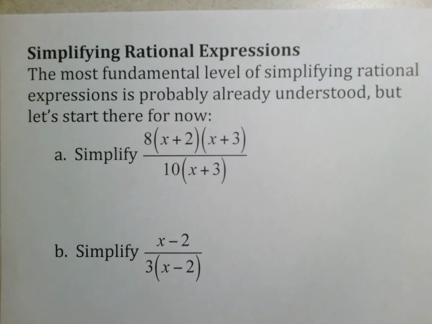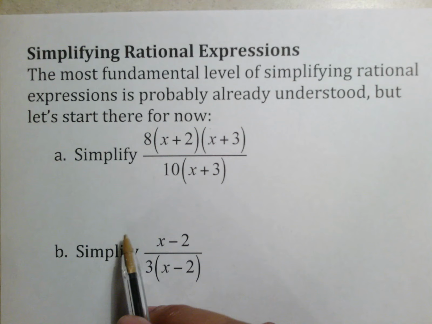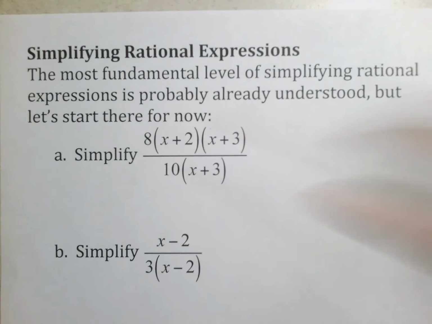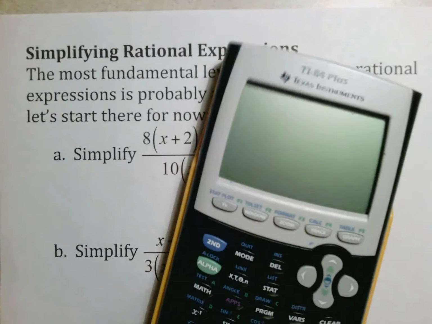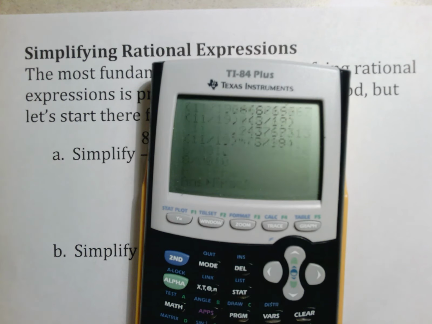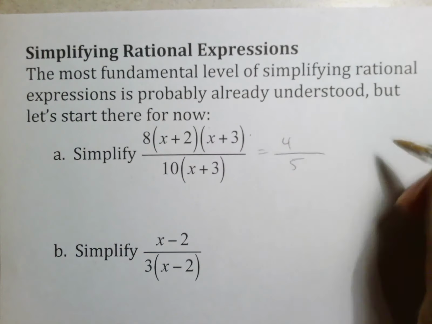But again, the most fundamental level of simplifying rational expressions is probably already understood, but let's just start there for now. Pretty much what happens is if you've got these things on top and bottom, keep in mind that anytime you have numbers on top and bottom, we reduce those. 8 over 10, for example, turns into 4 over 5, and so it means that we have a 4 on top and a 5 on the bottom.